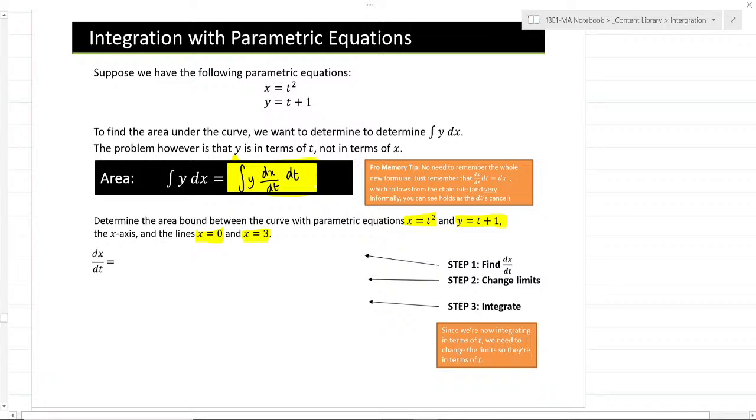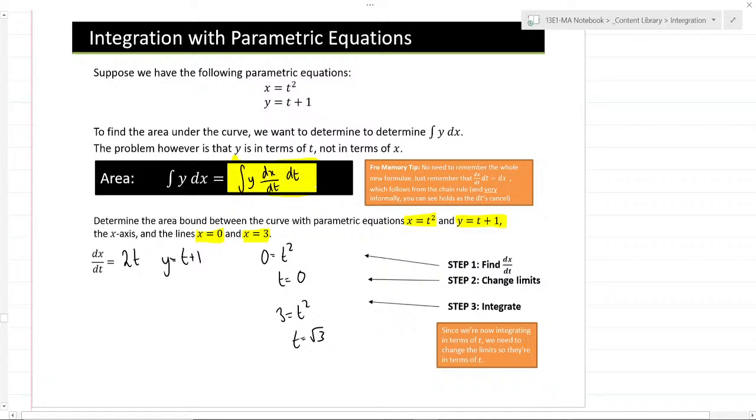So okay, let's find out what dx by dt is first. So dx by dt is equal to what? 2t, yeah, good, we know that. y is still equal to t plus 1, we know that. Okay, and our limits: 0 is equal to t squared, so in which case t is equal to 0, or 3 is equal to t squared, in which case t is equal to root 3.